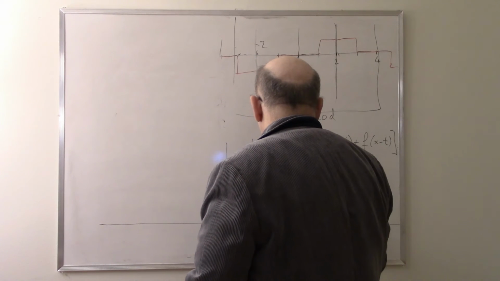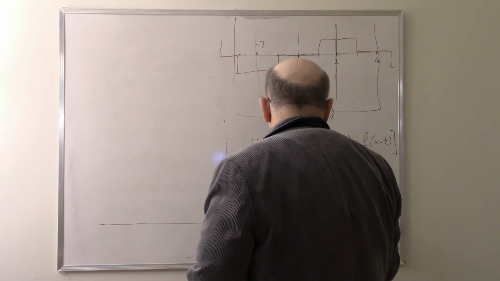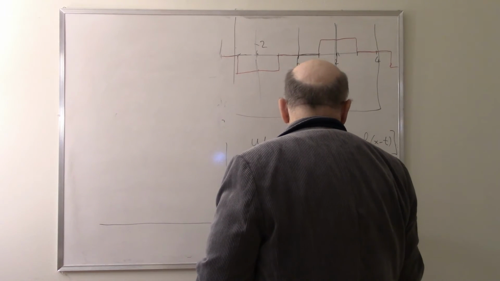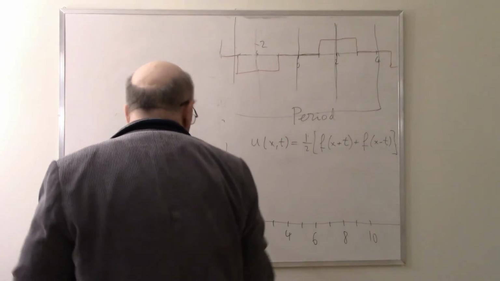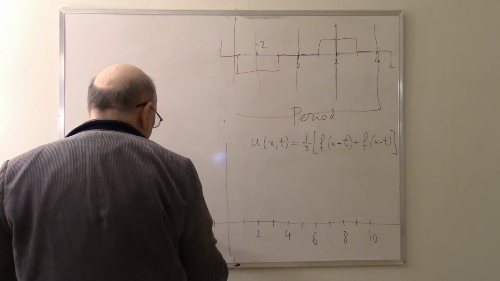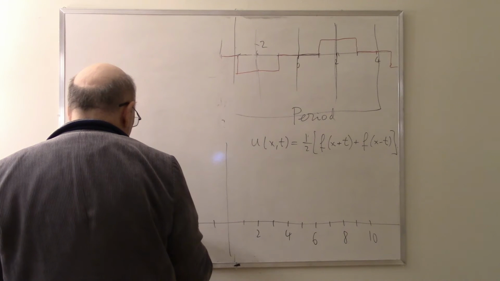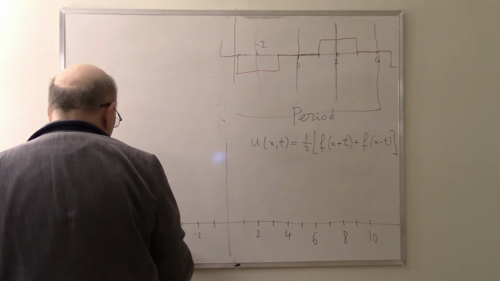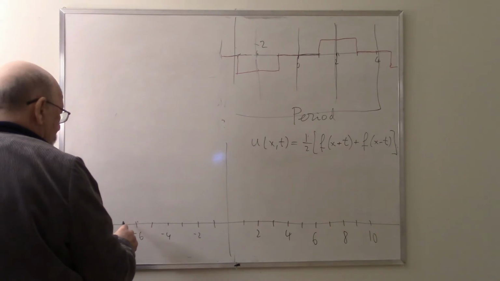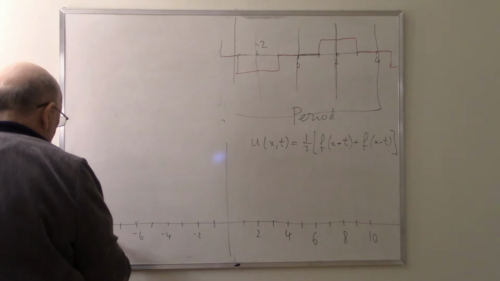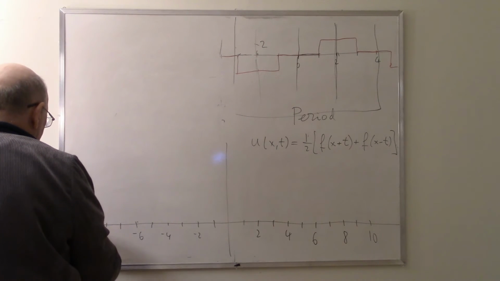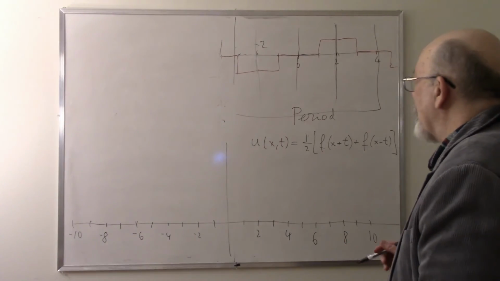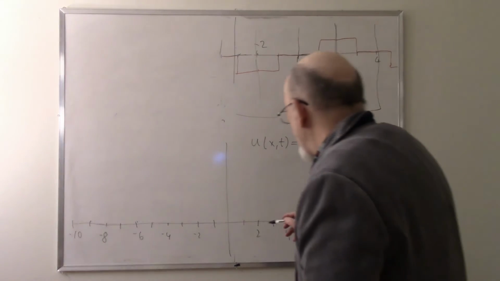2, 4, 6, 8, 10. Now I need enough space. Minus 2, minus 4, minus 6, minus 8, minus 10. Okay.